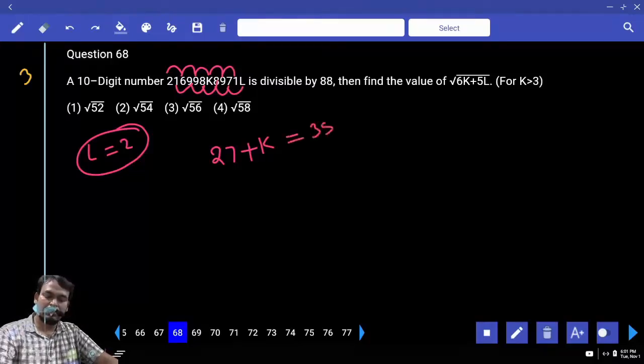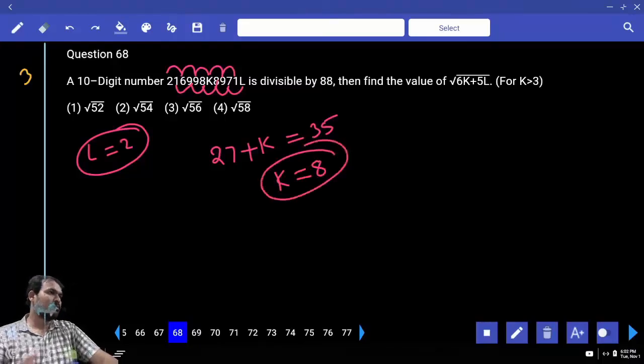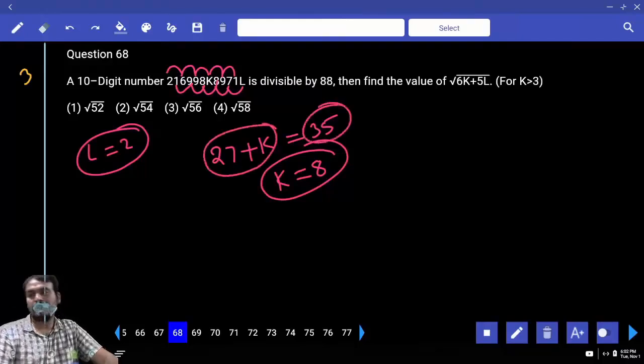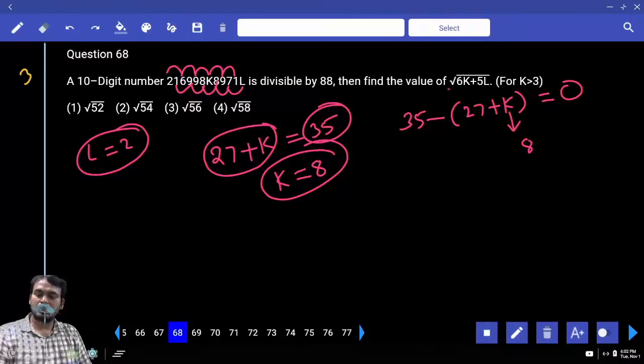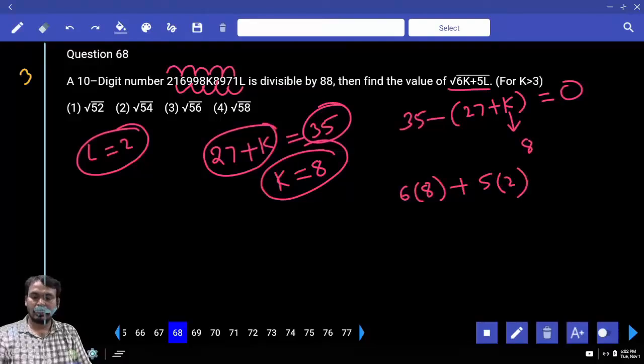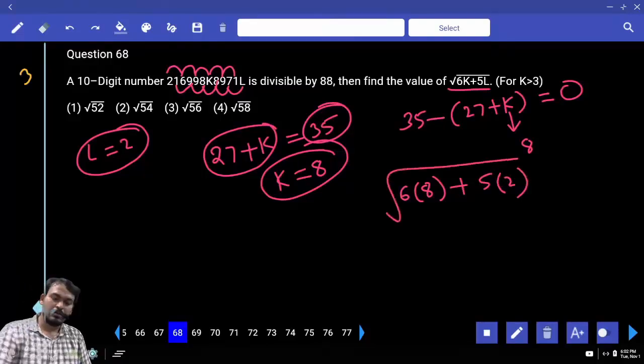35. 27 plus K, it is equal to how much value? 35. K equal to how much? 8 or not. Alternate digits sum difference will be 0, means the difference between 27 plus K and 35 is 0, means we write 35 minus of 27 plus K, it is equal to how much value? 0. In that case K must be 8 or not. Okay, what is the question here? Square root of 6K plus 5L. 6 into 8, 48, plus 5 into 2, 10, total it is 58 or not.